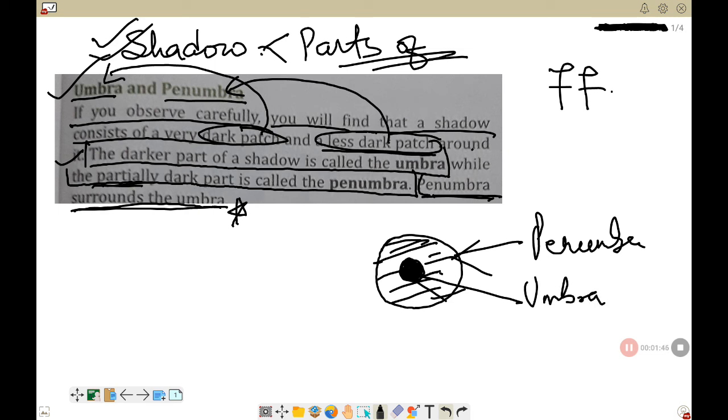So a shadow has how many parts? Two parts, umbra and penumbra. The darker part of the shadow is called umbra, whereas the lighter part of the shadow is called the penumbra.